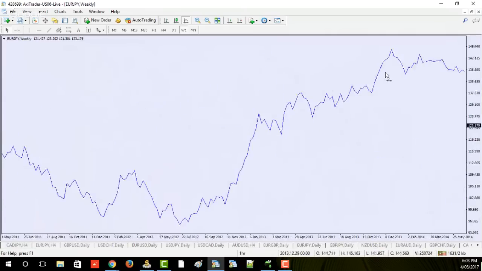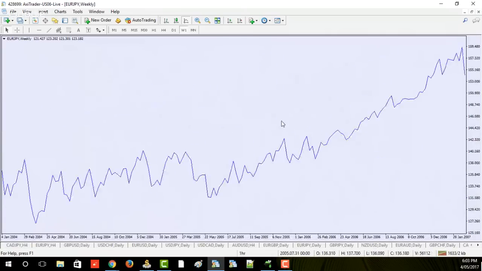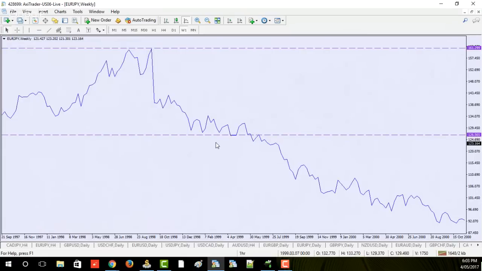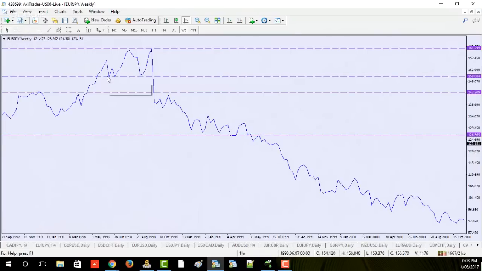So what I'll do instead is I'll throw up these jiggly lines, which is simply the weekly euro yen chart. And what I'm doing now is drawing these horizontal levels on here, where I see obvious support or resistance. So you can see support, resistance, resistance. It was resistance again.